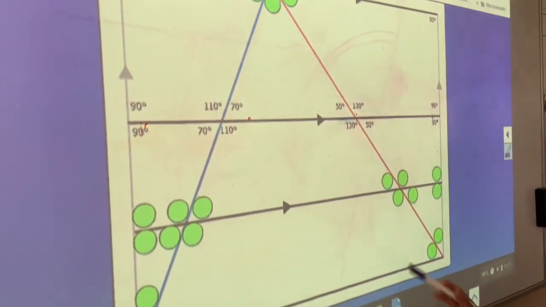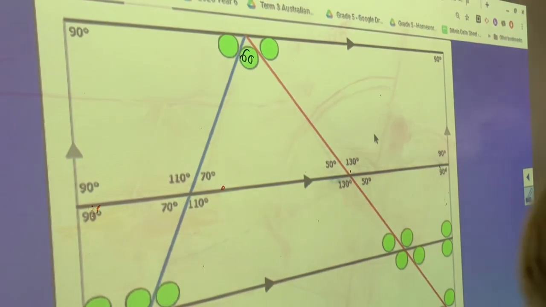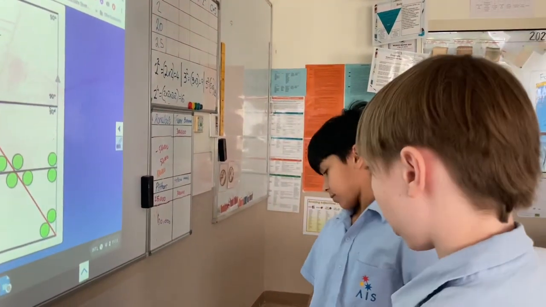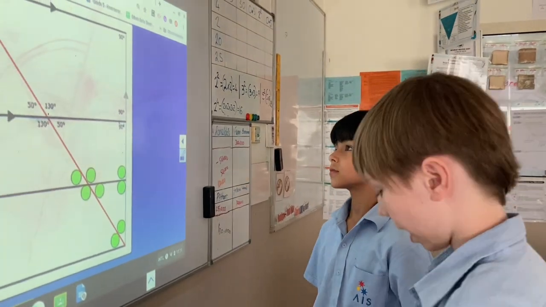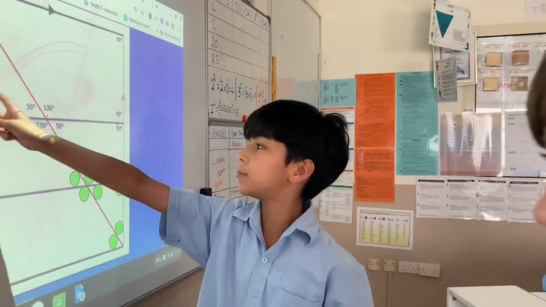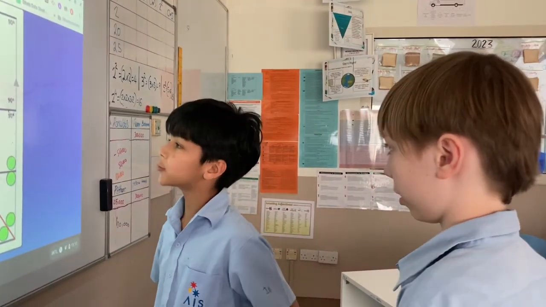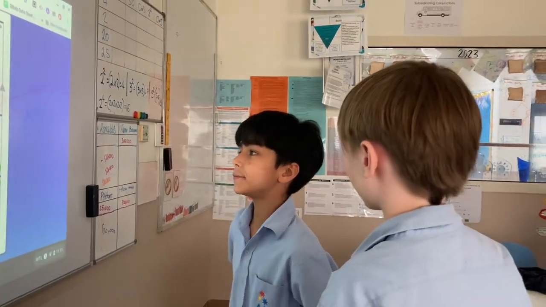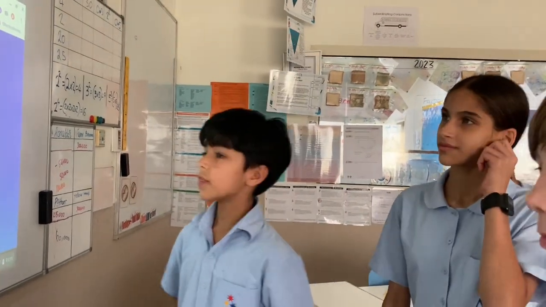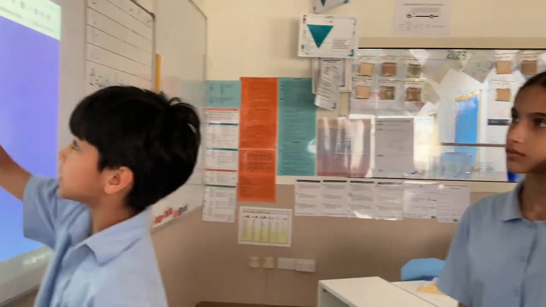We'll do this one first. We'll add the 70 and 50. Explain why. Because if you add 70 and 50, it's 120, and then you just have to add 60, these two, and then you add what's left. And then you minus 120 from 180 because it's a triangle. So 180 minus 120, and then it gives us 60, and then we put it.